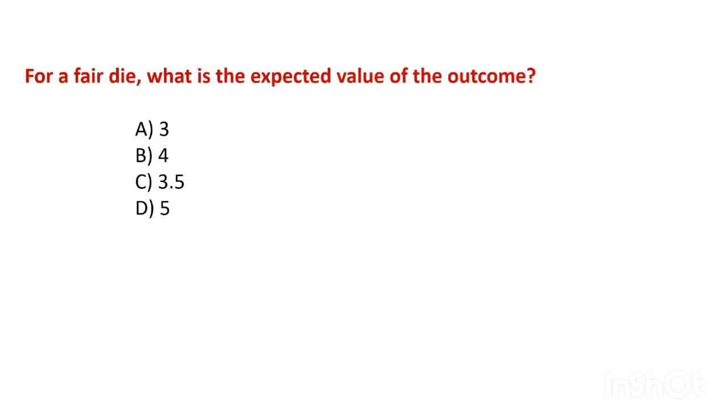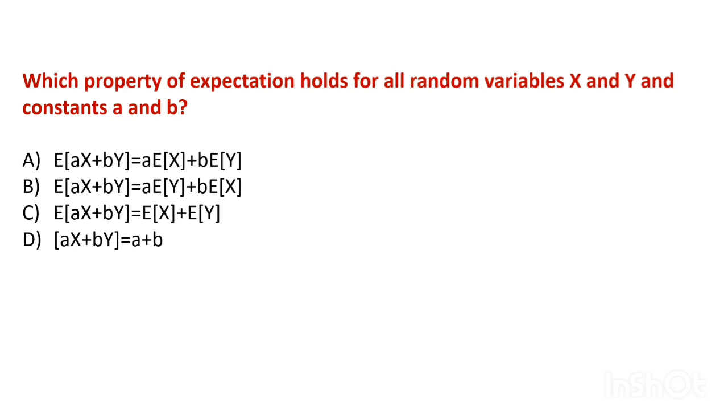For a fair die, what is the expected value of the outcome? The expected value is calculated as 1 into 1 by 6 plus 2 into 1 by 6 plus 3 into 1 by 6 plus 4 into 1 by 6 plus 5 into 1 by 6 plus 6 into 1 by 6. Why? Because in a fair die, the possible outcomes are 1, 2, 3, 4, 5, 6. So, here expectation of x means sigma x into p of x. As per the formula, we have 3.5. Correct answer is C.